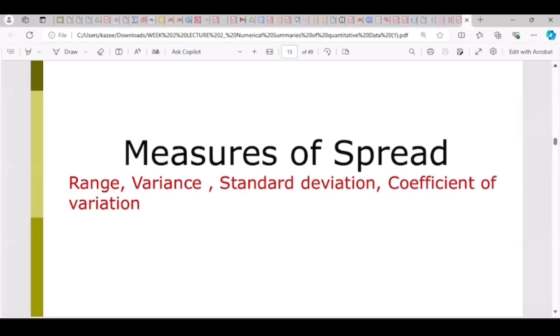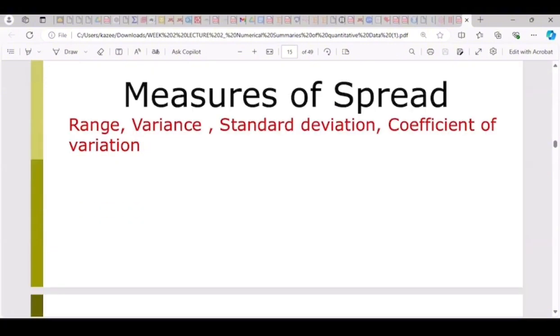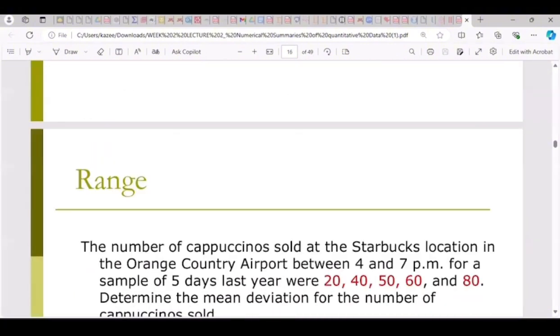Are they very close to the center or far away from the center? We want to see how narrowly they spread out. Do they narrowly spread out or do they spread out widely? If we want to do that, we're going to talk about measures of spread. The measures of spread are very important in statistical analysis. One of them is the range, the other is the variance, the other is the standard deviation, and another one is the coefficient of variation.